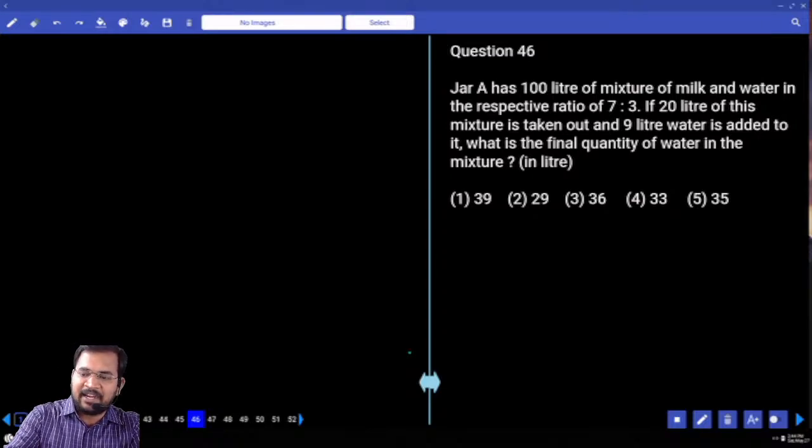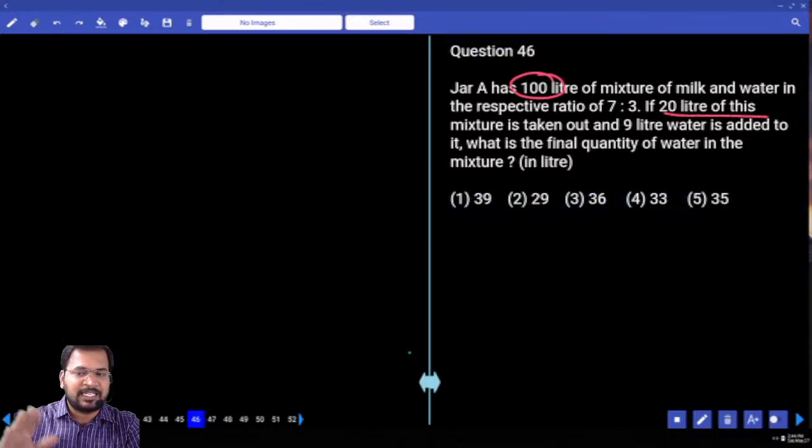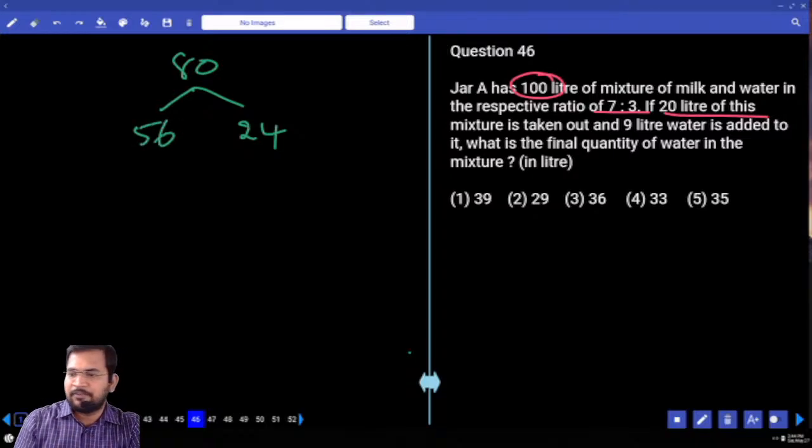So total 100 liters are available. Out of 100 liters, 20 liters are taken away. Then remaining are 80. So that is ratio 7:3. 7:3 is 10 parts now. 10 parts is 80, 7 parts is 56, so 3 parts is 24.